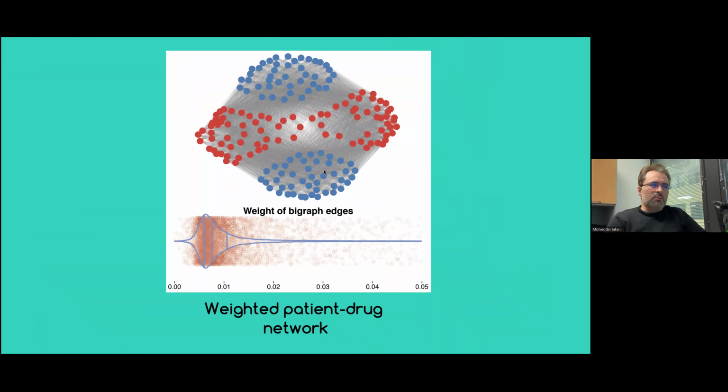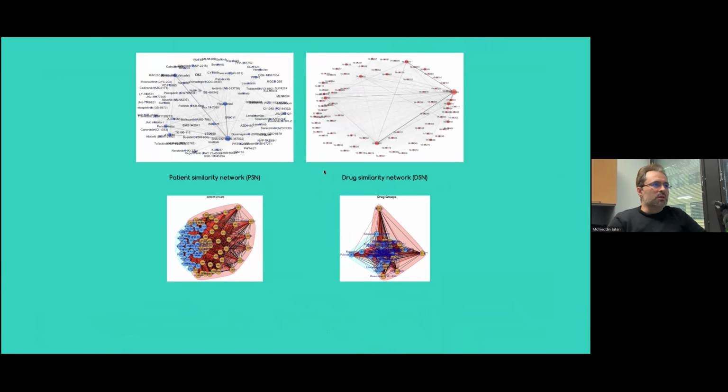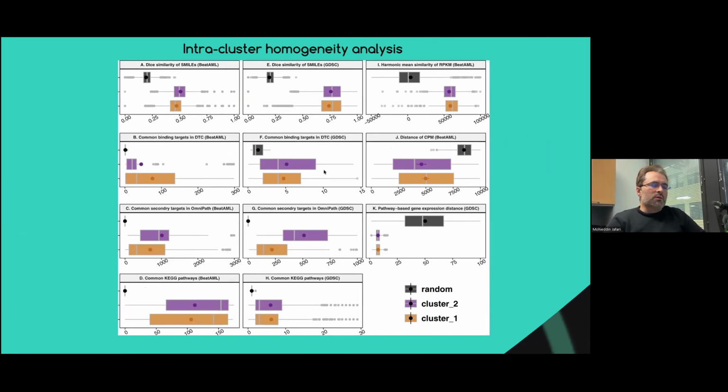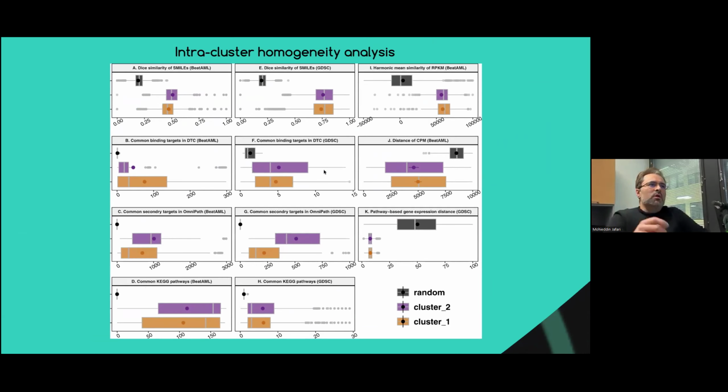So briefly, this is the bipartite network, and this is the distribution of the weights, which is related to cell viability. Then we projected, as I mentioned, two different similarity networks, and then did clustering analysis or module finding analysis. And then we checked the intra-cluster homogeneity using different levels of data. We show here that our clusters, represented with the orange and purple box plots, are significantly different from random groupings at the different levels.